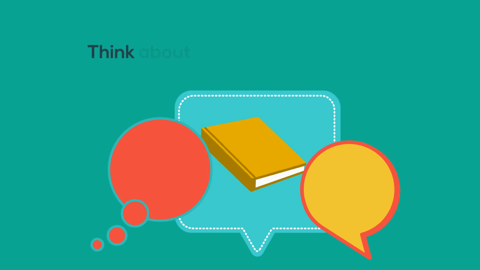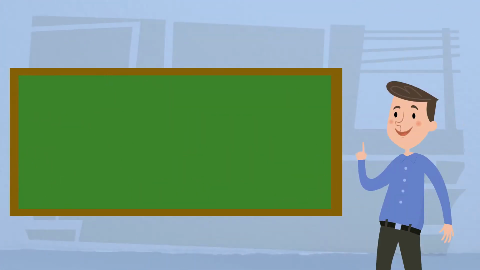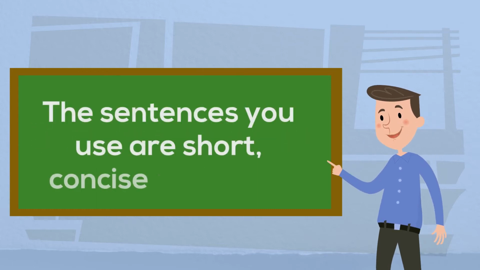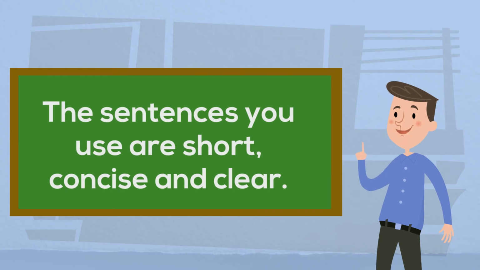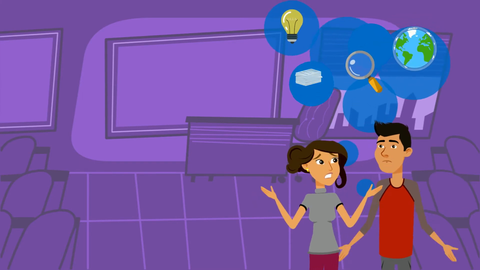So, think about what you need to say and when and where in the room you can say it, and what opportunities there are to communicate. With regard to any instruction that you give, try and make sure that it's simple and clear. Try and make sure that the sentences you use are short, concise, and clear. I want you to XYZ, or please make sure you XYZ, and then leave it at that.